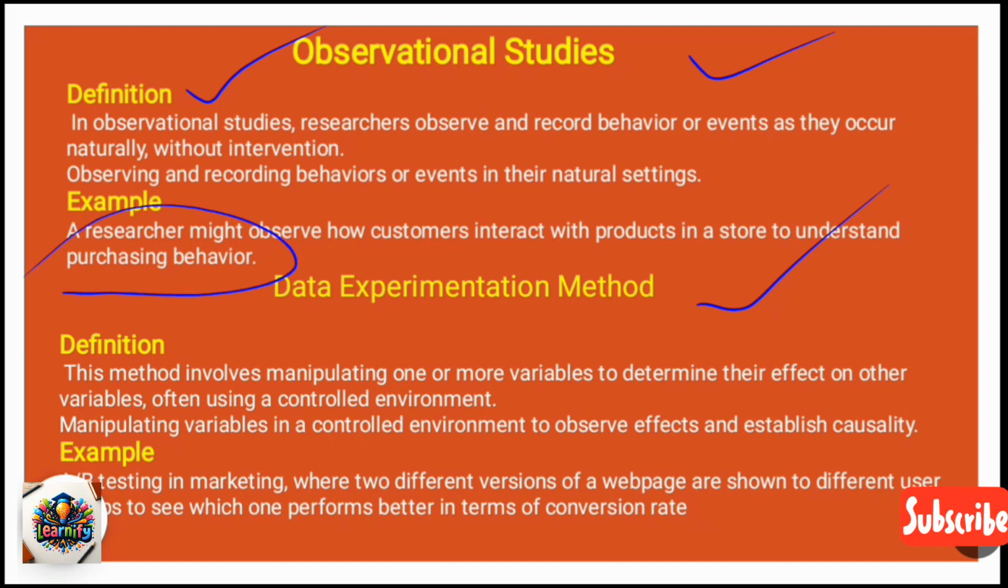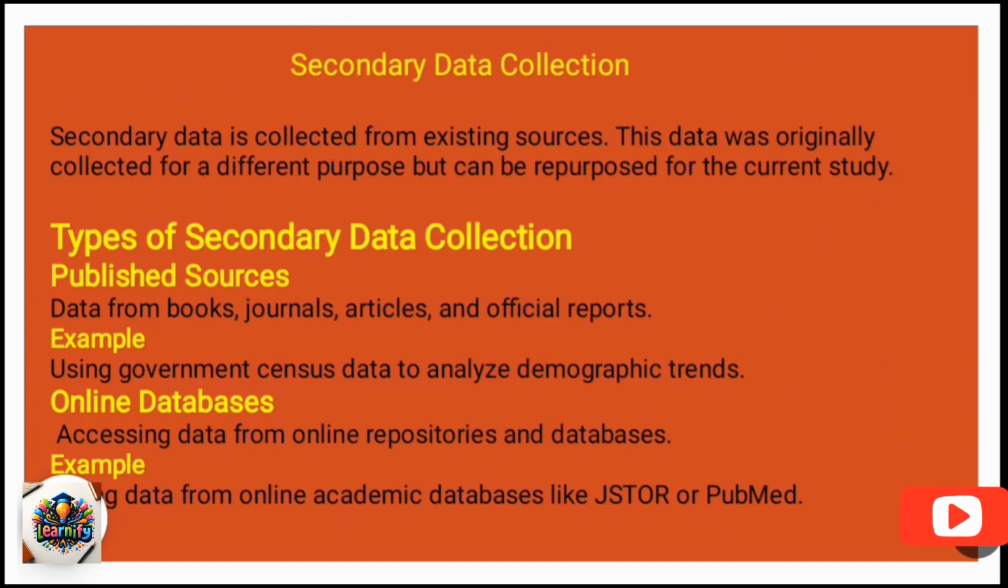Data experimentation method. This method involves manipulating one or more variables to determine their effect on another variable, often using a controlled environment, to observe the effect and establish causality. Example: A/B testing in marketing, where two different versions of a web page are shown to different user groups to see which one performs better in terms of conversion rate.